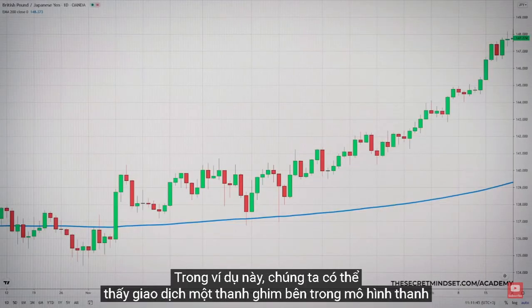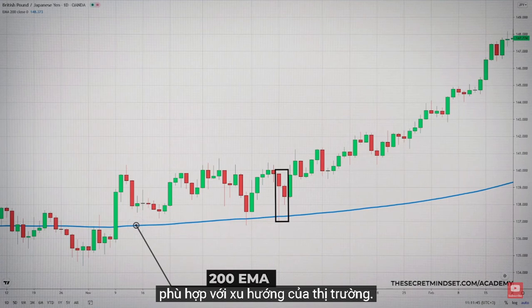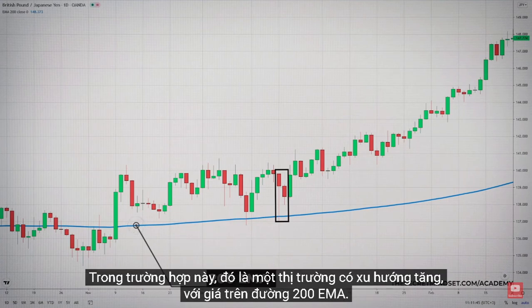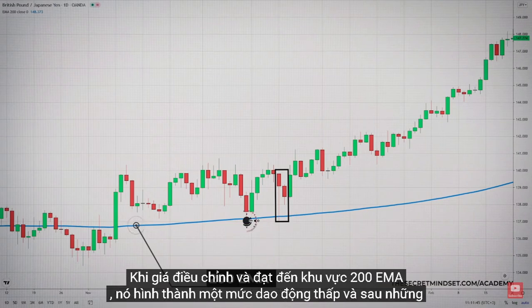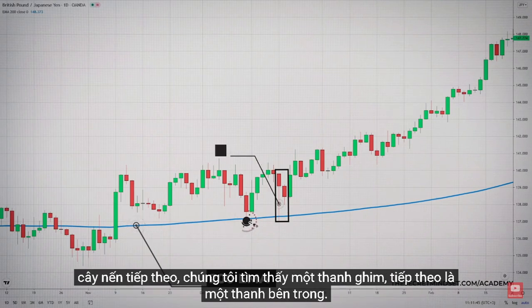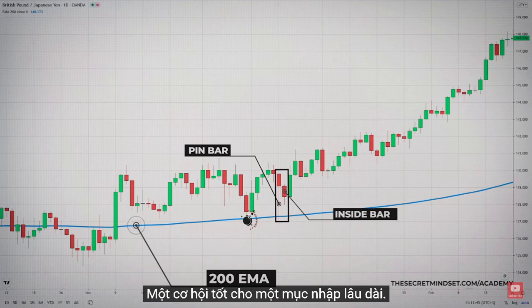In this example, we can see what it looks like to trade a pin bar inside bar pattern in line with a trending market. In this case, it was an uptrending market with a price above the 200 EMA. When price corrected and reached the 200 EMA area, it formed a swing low, and after the next candles, we found a pin bar followed by an inside bar, a good opportunity for a long entry.